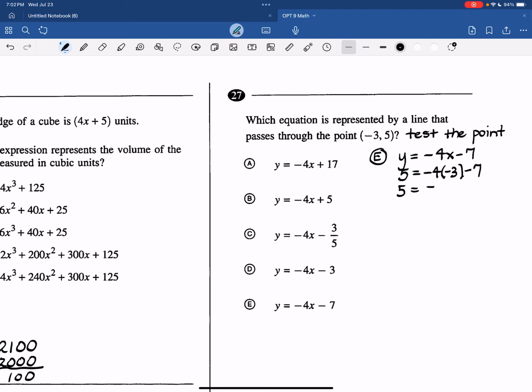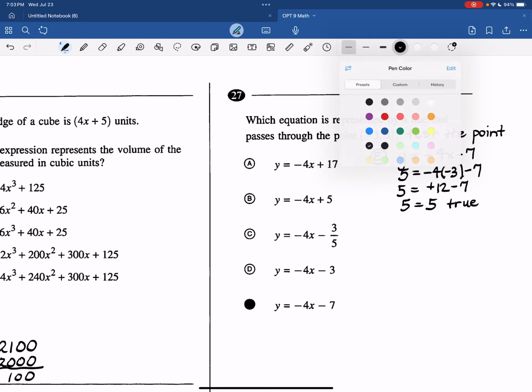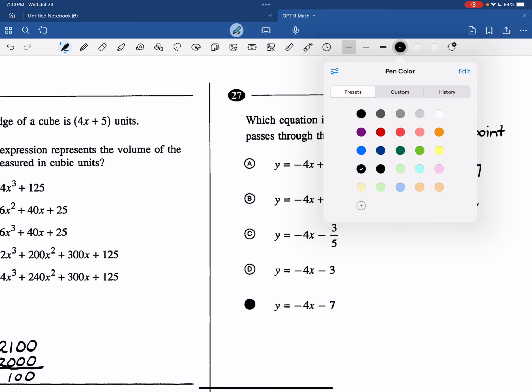5 equals positive 12 minus 7. 5 equals 5, and look at that. That is the true one. That's our answer. Now I'm going to do the others because that's what I'm supposed to do. But on a time test, if you get one and you know your math is right, don't waste time testing them all.